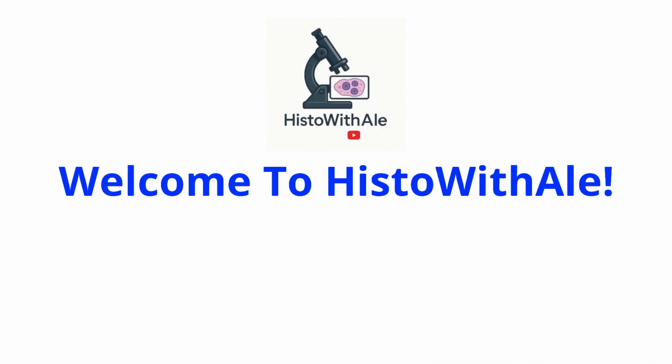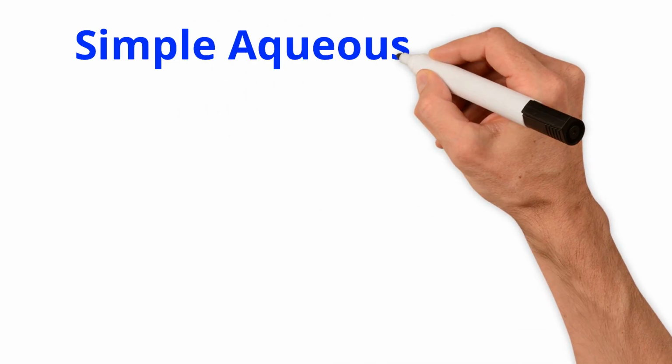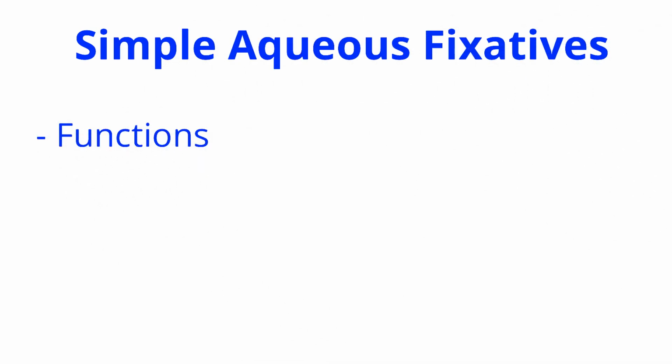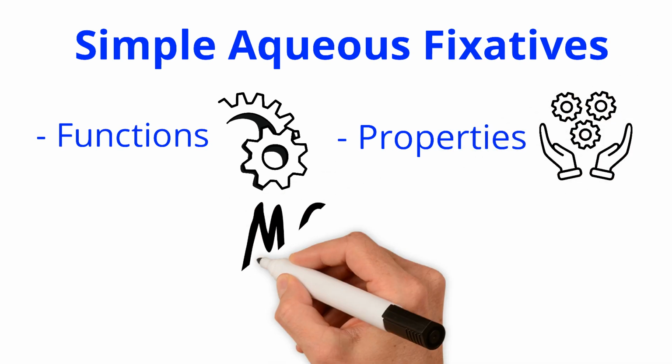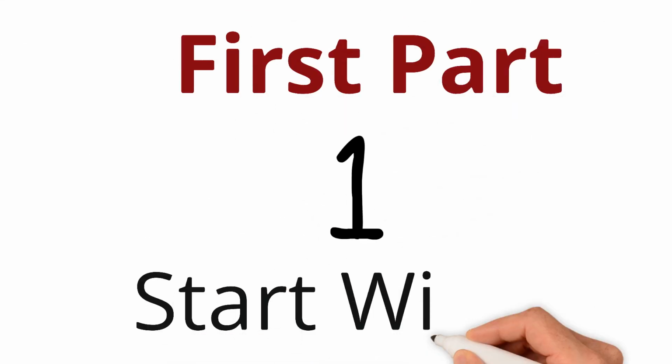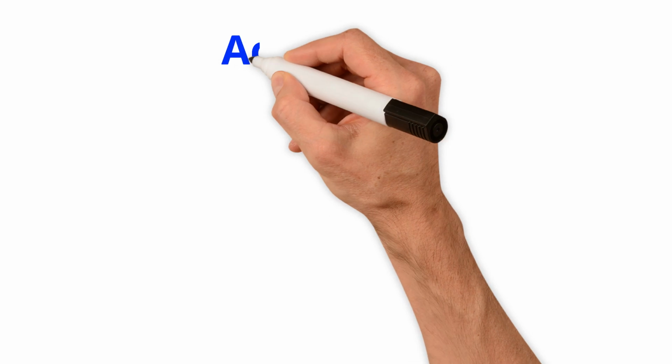Today we're going to talk about the different types of simple aqueous fixatives and their function, properties, and more. I'm going to give a brief explanation of each one of them and give some advantages and disadvantages. This is going to be a two-part video, so I'm going to start with acetic acid.